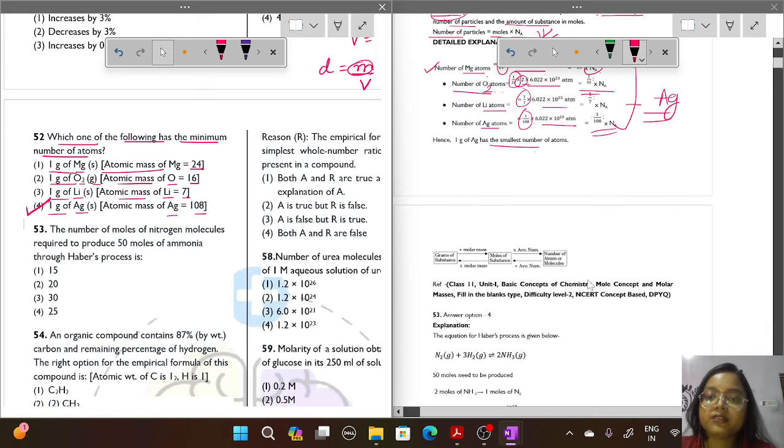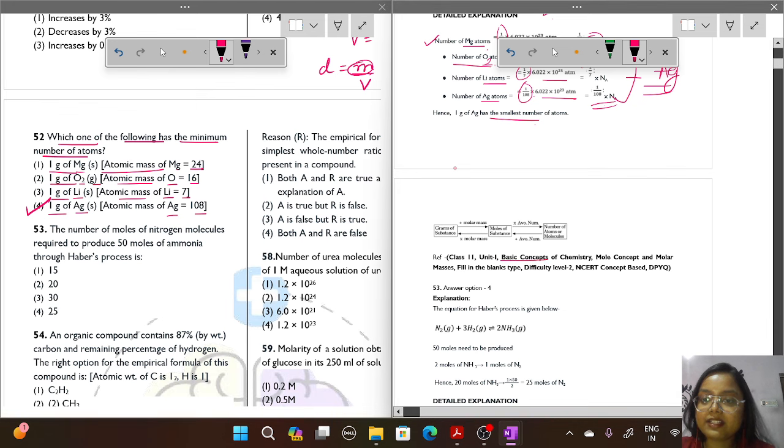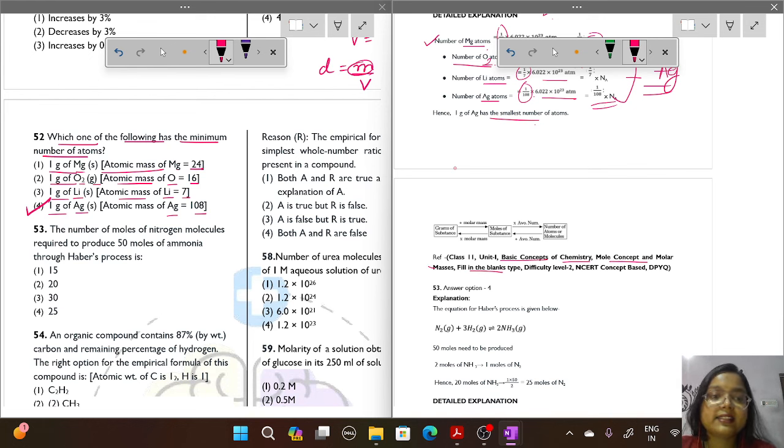You can also refer to the taggings here, right? See here the taggings are given. It is from basic concepts of chemistry and its subtopic is mole concept or molar masses. Next, it is a fill in the blank type question. We have to find out the correct answer. Okay, and its difficulty level we can also refer as it is a difficult. It poses a difficulty level of 2, and it is NCERT concept based questions and DPYQ questions. DPYQ, which is the derived previous year questions.